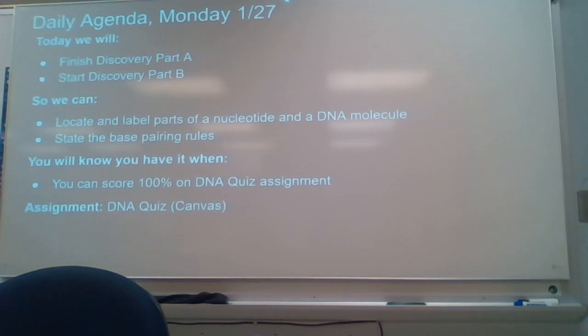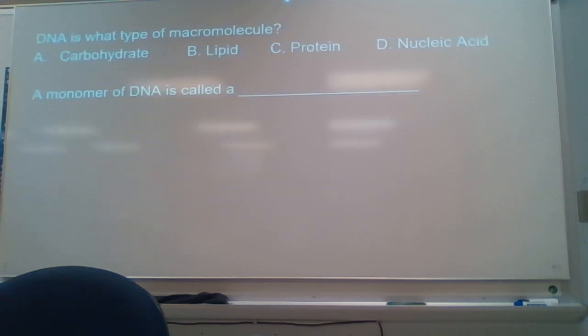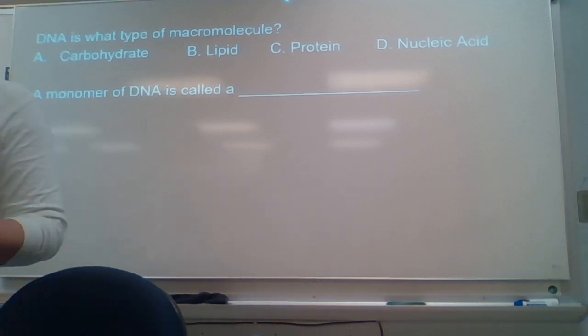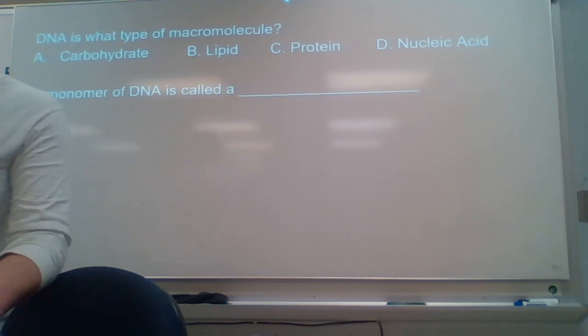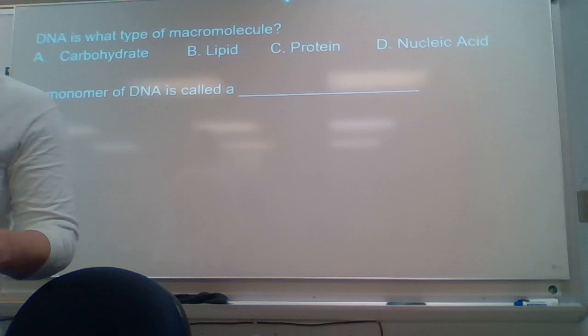Today, we already finished part A, so we're going to talk about part B, which is basically looking at the structure of DNA. We're going to locate and label parts of a nucleotide, look at a DNA model, and also look at the base pairing rules. So if you open up your folder to the next blank page, which is chapter 8, part 1, page 4.